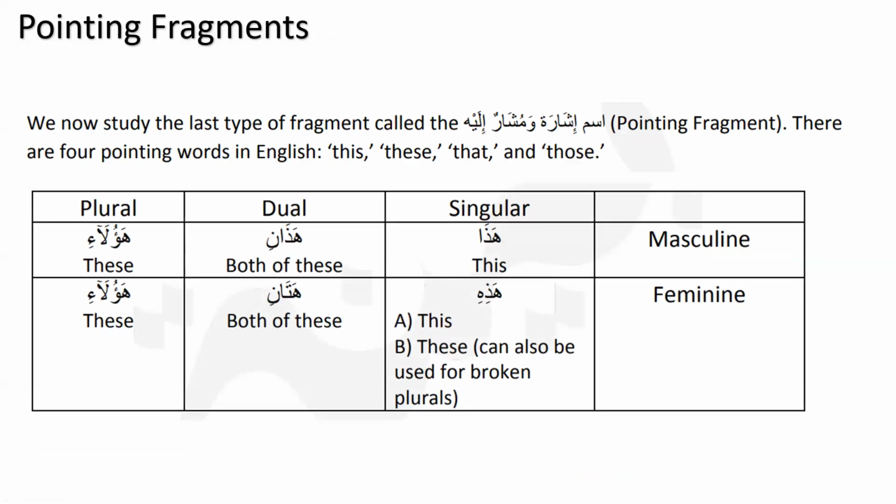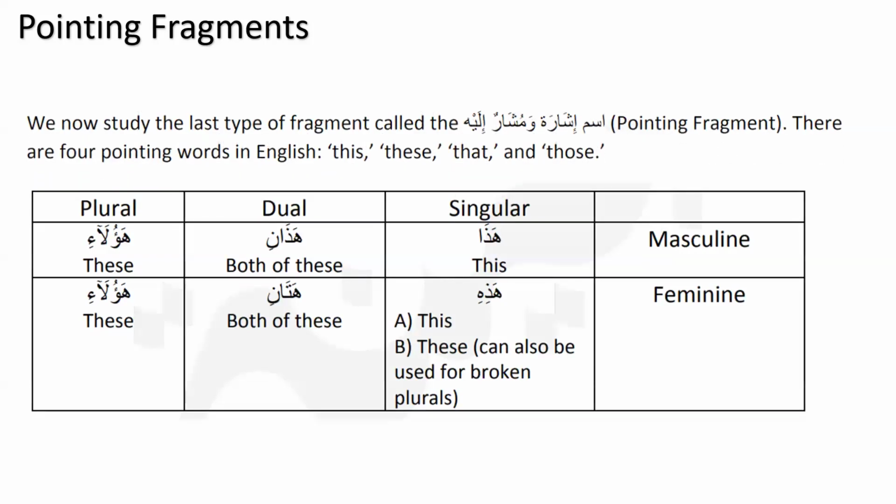One that points to the closer: haza, hazihi, these are "this" and "these". Hazani, hatani, haulai. And I explained to you last class that hazihi, the singular feminine one, can be used for the singular feminine, or for a non-human broken plural, or a human broken plural if they're pointing to the feminine one. So this is another tricky part. You have to remember the same thing that we remember in Mausuf Sifa, right?